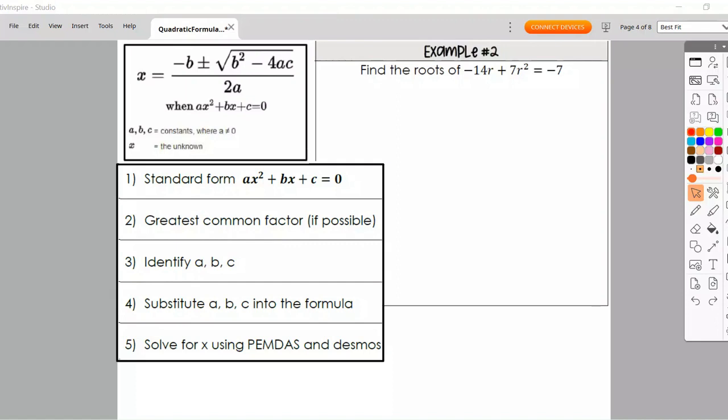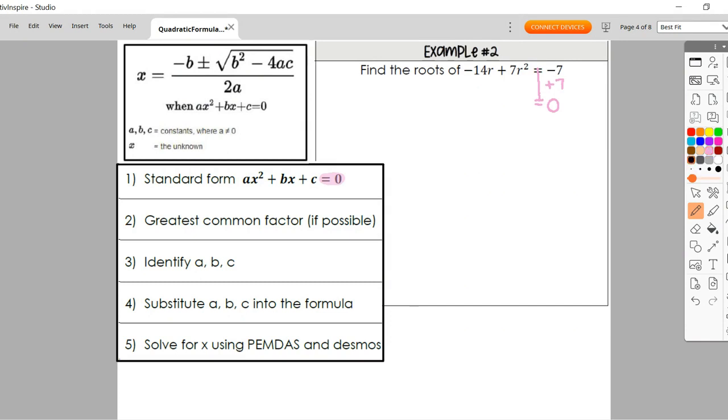In the next example, we're going to find the roots of -14r plus 7r squared equaling -7. Remember, to get it in standard form, it has to be equal to 0, and we just said it was equal to -7. So the first thing I'm going to do is add 7 to the other side, because -7 plus 7 will get me 0 on the right side, and I got to make sure it's in standard form on the left side.